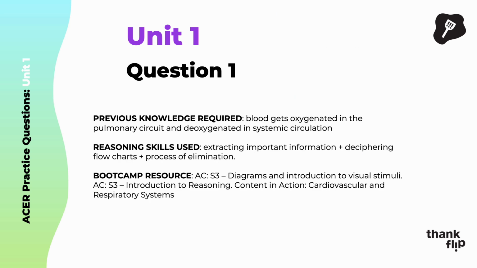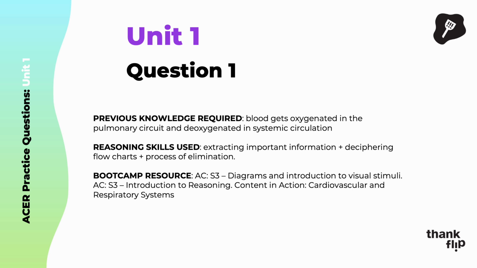So for this question, the previous knowledge that you did need was that blood gets oxygenated in the pulmonary circuit and deoxygenated in systemic circulation. And you also did need to use the reasoning skills of extracting important information, as well as deciphering flowcharts. So you should have been able to tell what's more downstream in this flowchart versus what's upstream. And you also need to use the process of elimination as well.